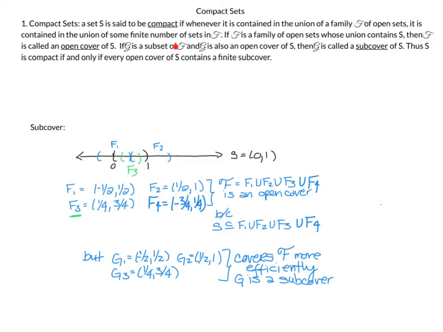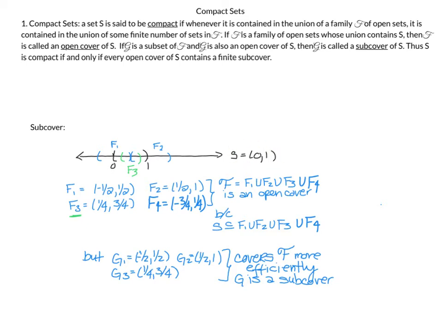Next, we have the definition of a subcover. If G is a subset of F, and G is also an open cover of S, then G is called a subcover of S. So here I have my same example where S is equal to (0, 1). I have my F1, F2, and F3 as before, and then I just threw in another set, F4, which is at negative 3/4 to 1/4, so you can kind of imagine where it would be. Well, when I union the four, they also contain S. So F1, F2, F3, and F4 is an open cover for S.